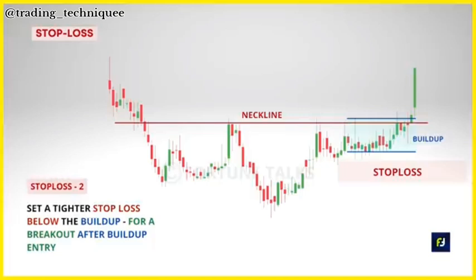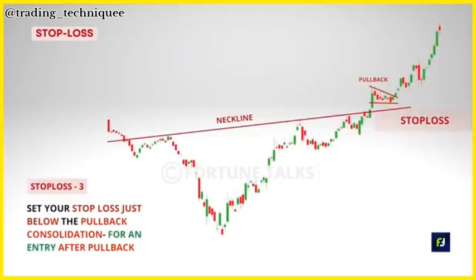Now let's say you have missed both these entries and you entered a position in the market after the prices formed a primary pullback. Then set your stop loss below the lowest price in the group of pullback candles, including the wick, or place it just above the neckline if the pullback formed is very close to the neckline.